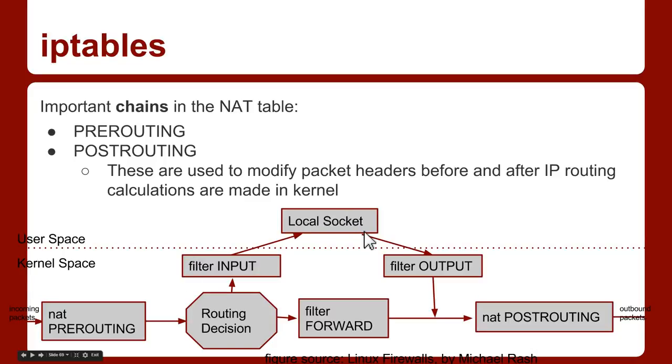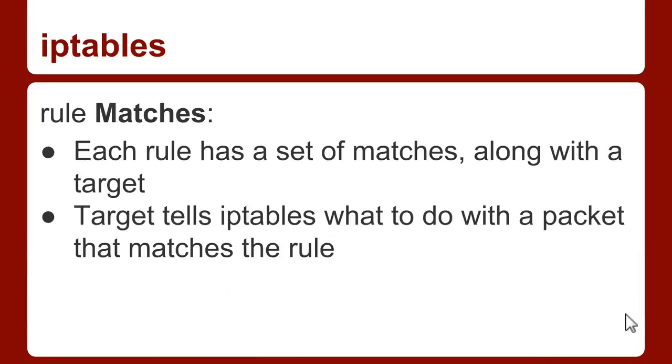The local socket may accept the connection and start talking, at which point outgoing packets go out accordingly, and they're looked at by the filter output rules. And if there's anything that matches with them, those rules are enacted, and so on. The NAT post-routing is enacted if there are any rules that match, and so on and so on. It's relatively straightforward.